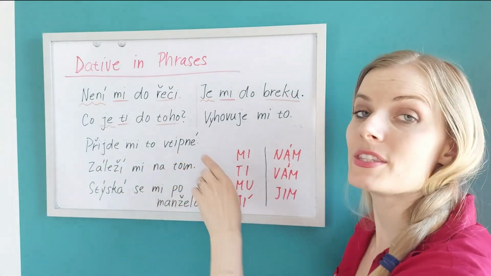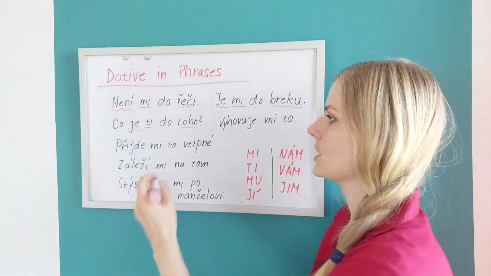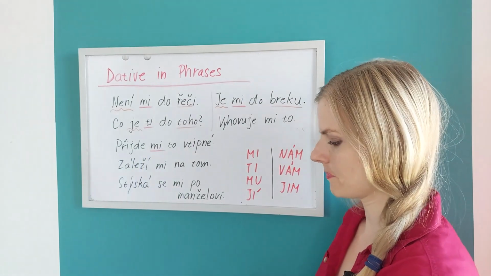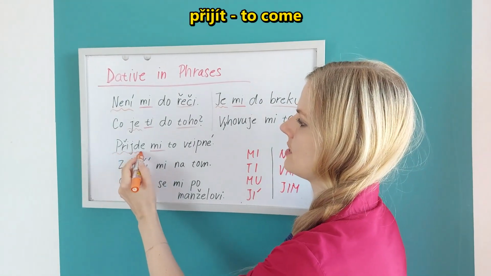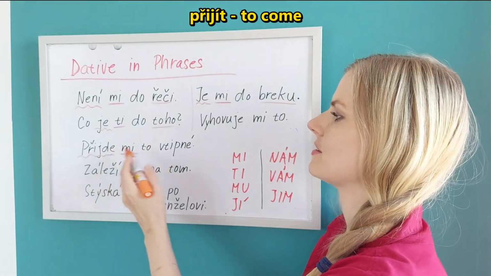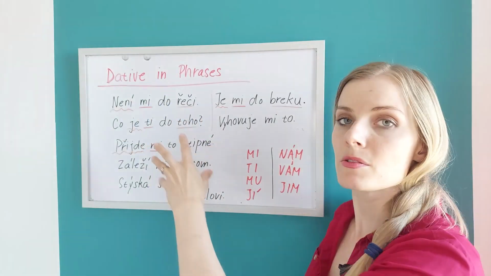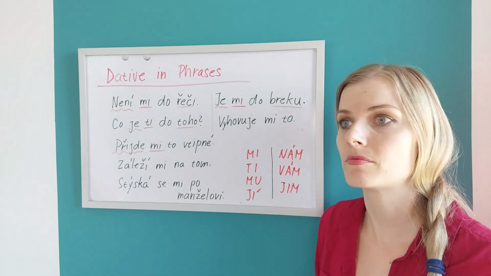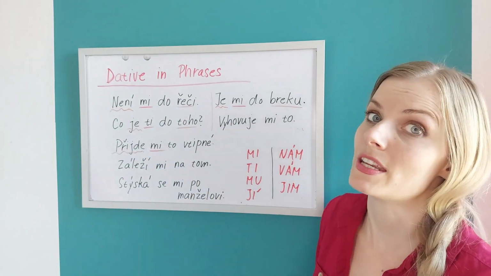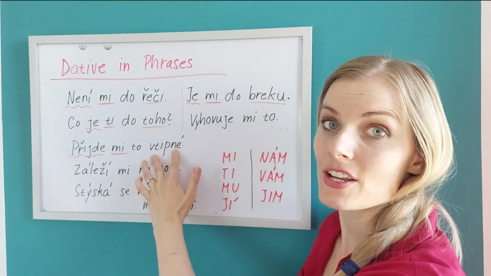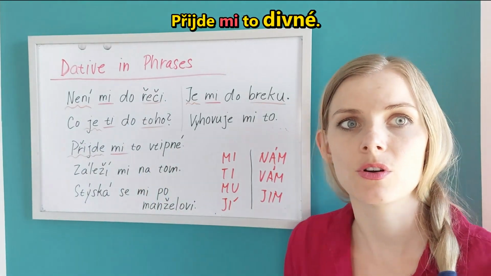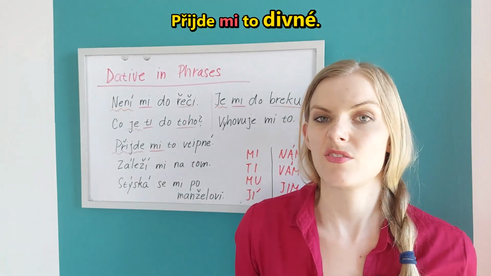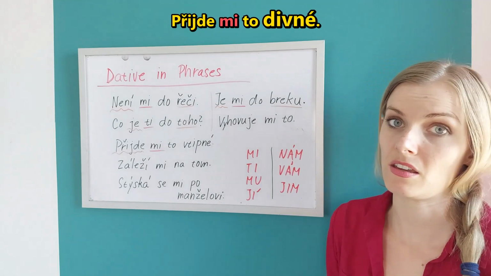Přijde mi to vtipné. The verb is přijít. I find this funny. These phrases are quite informal, so this is more like, I think it's funny. It comes to me as funny. You can replace this with another adjective. You can say přijde mi to divné. I think it's strange.